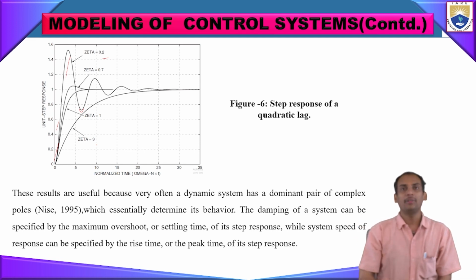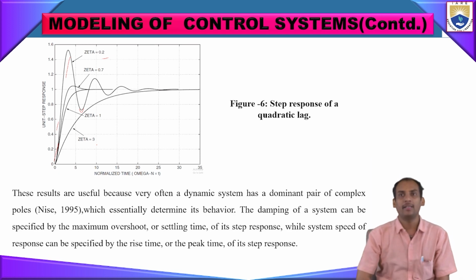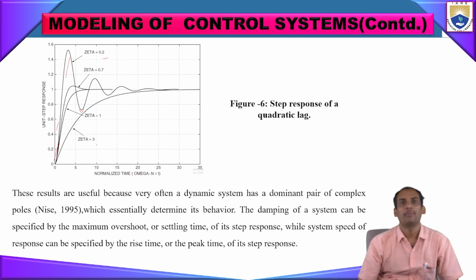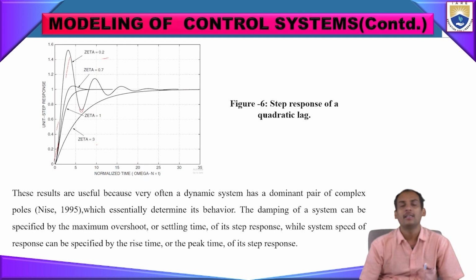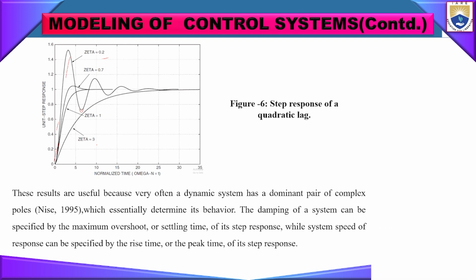These results are useful because dynamic systems often have a dominant pair of complex poles, which essentially determine the behavior of the system. The damping of the system can be specified by maximum overshoot or settling time of the step response, while the speed of response can be specified by rise time or peak time of the step response only.